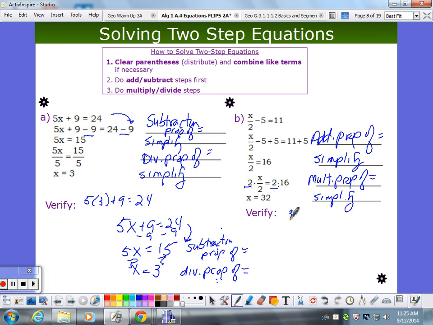Definitely want to verify all your equations. I am saving time a little bit. I'm going to let you finish that. But remember, I need number compared to number for it to be true.